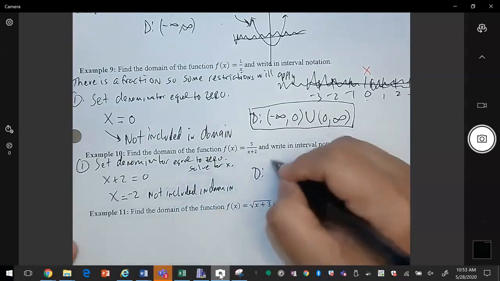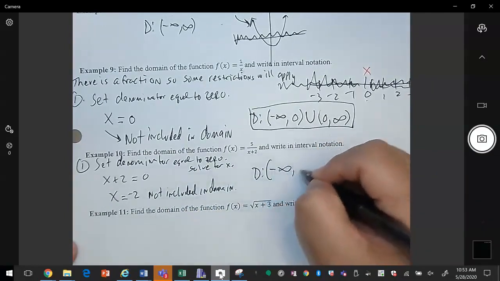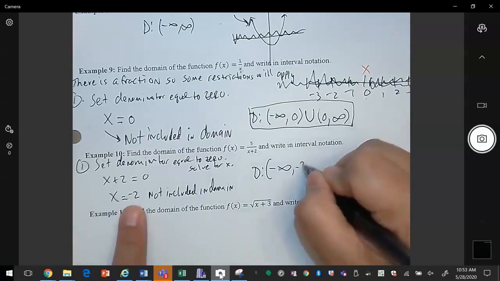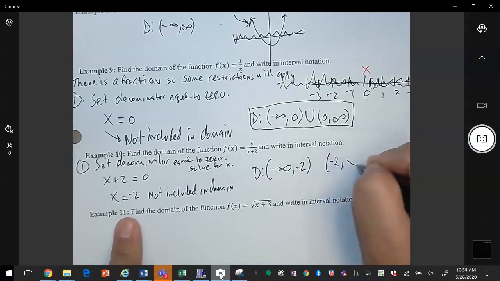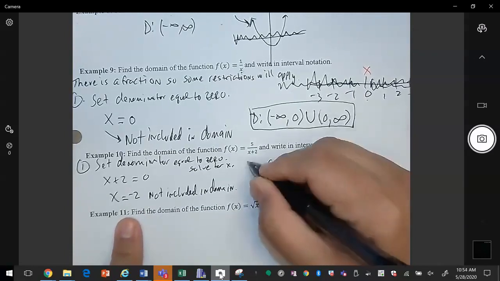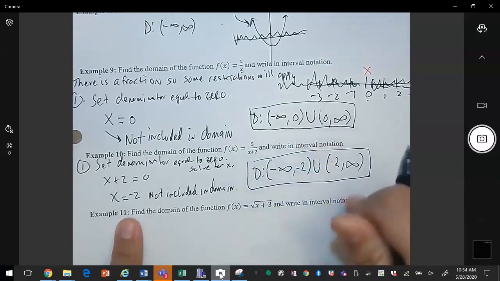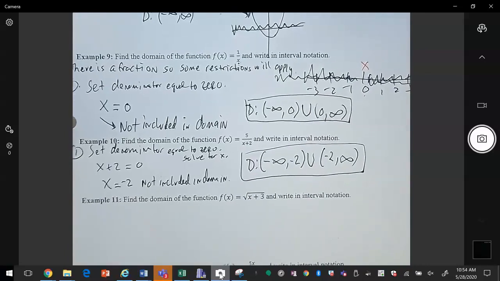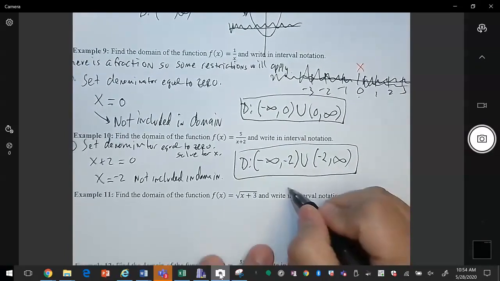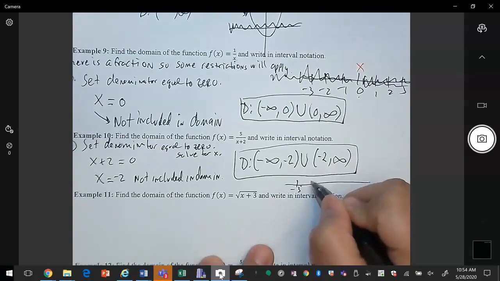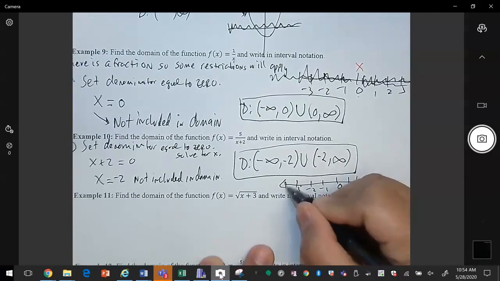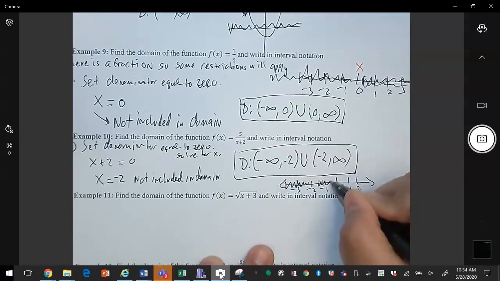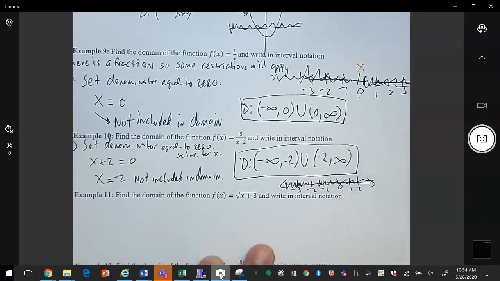So my domain will go from negative infinity all the way to negative 2. And then it's going to start at negative 2 and go to infinity. And we use the union sign to say it's both of these that make up the domain. And if you're looking at a number line, we're using everything here, but we're not using this negative 2.